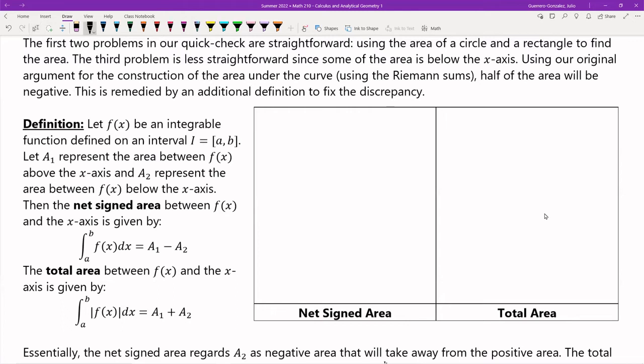The first one is of a net signed area, okay? And the net signed area is this right here, okay? And if, let's go back up here, let's say A1 is the area of f of x above the x-axis, and A2 is the area below the x-axis, okay? Then we have this situation. It's going to be A1 minus A2, okay? The total area, right, is defined by this right here, A1 plus A2, okay?